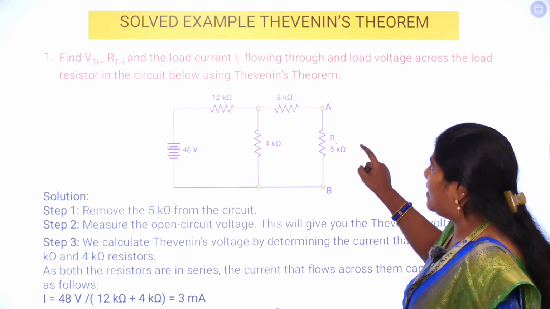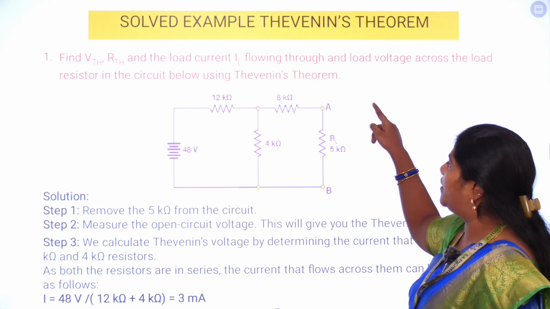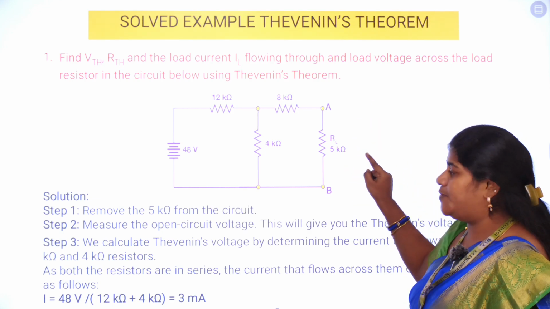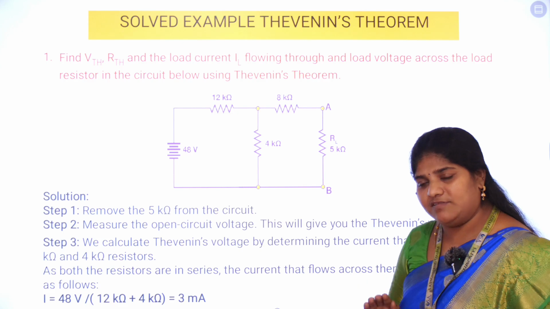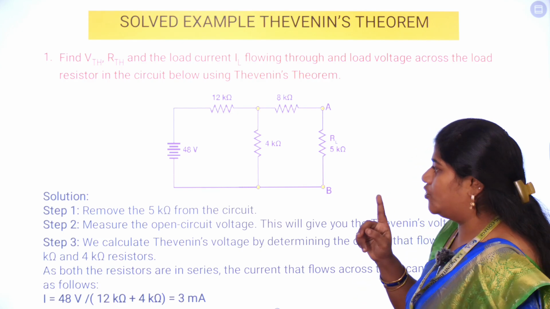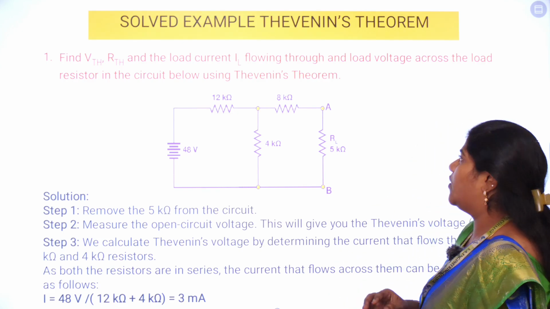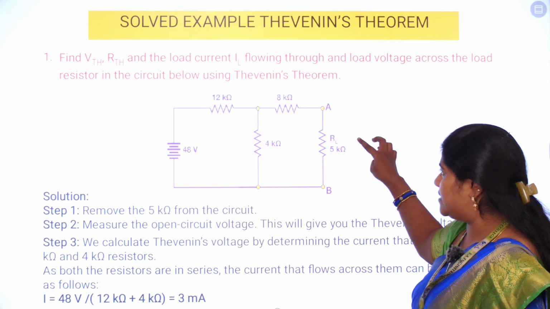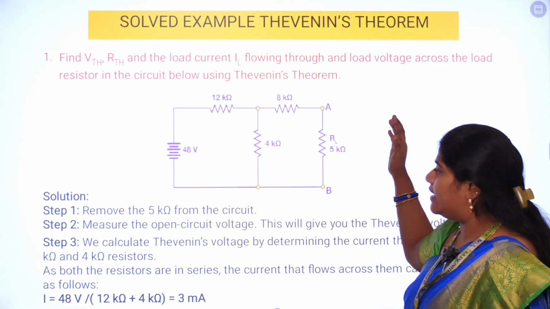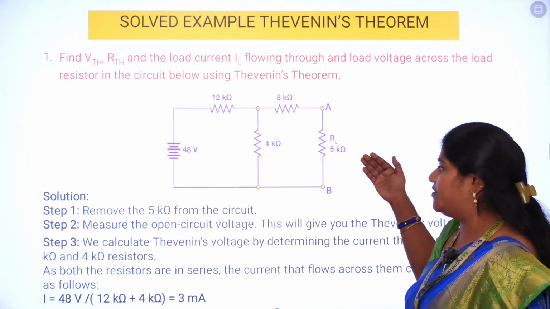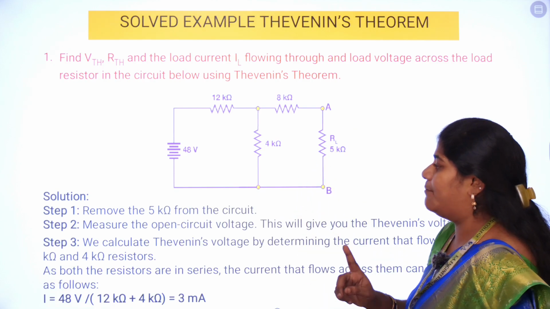So it has been asked to calculate what is the current flowing through the 5 kilo ohm. So as per the steps of Thevenin's theorem, first step, you have to remove the load resistor. So one can easily find out the load resistor is RL, 5 kilo ohm. So kindly remove that 5 kilo ohm from the circuit. This is being the step number 1.